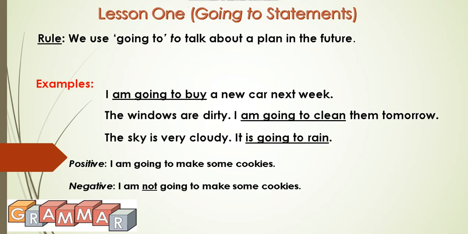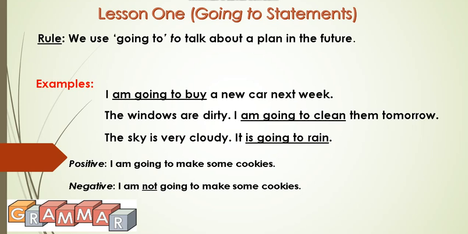We also use going to when we make predictions about the future. Let's take a look at this example. The sky is very cloudy. It is going to rain. Here, I'm expressing a prediction based on present evidence. I saw the clouds, so I predicted that it is going to rain.